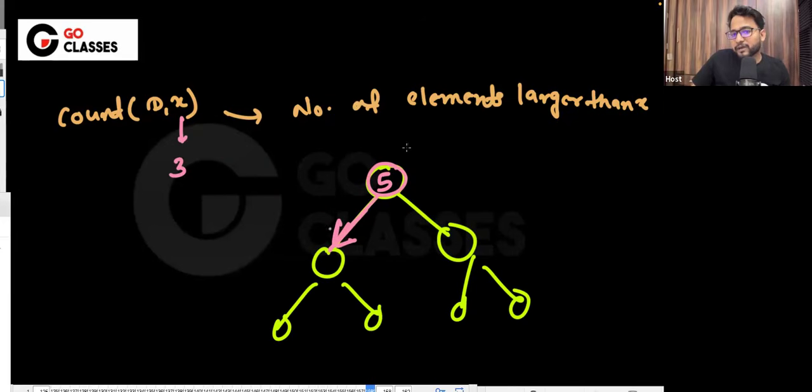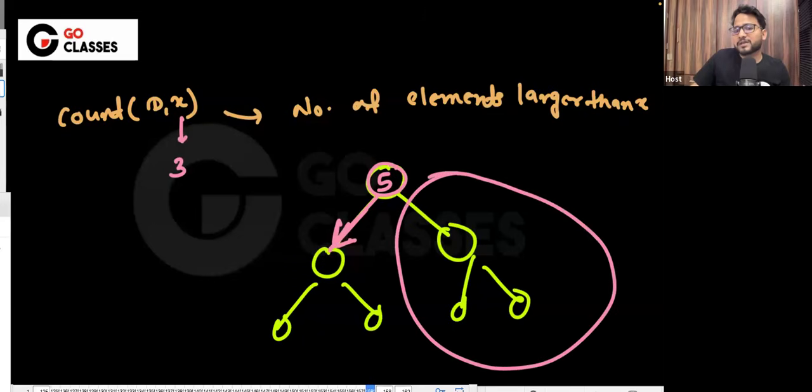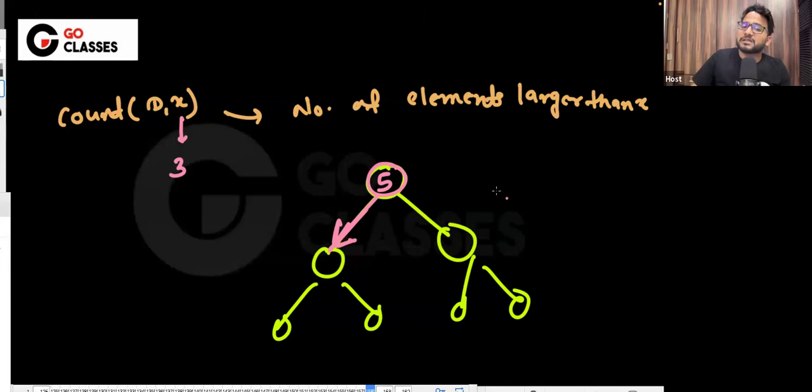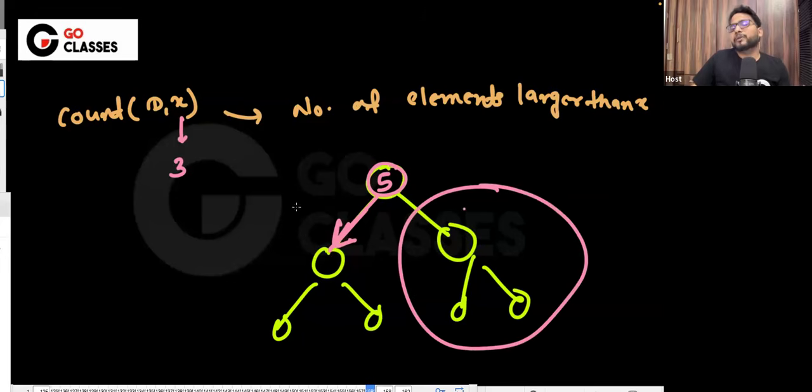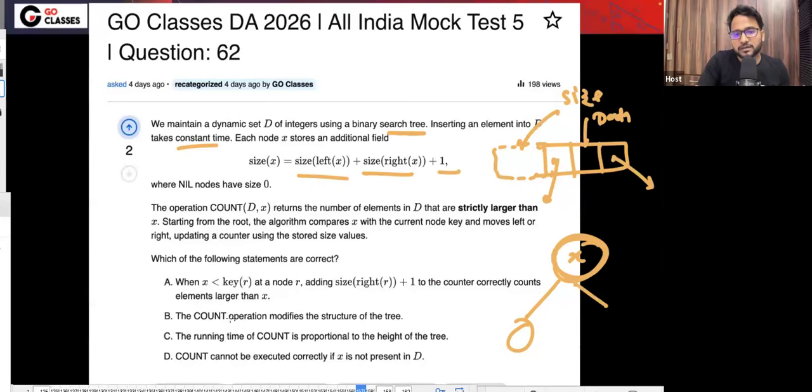Then we can take a call: larger than this 3 means we can go to the left, and obviously all these elements are anyway larger than this 3, and then this will be counted. So we can write some algorithm. That's not a problem, but we will be going either to the left or right. That's what they are saying, right? We don't have to go to both sides.